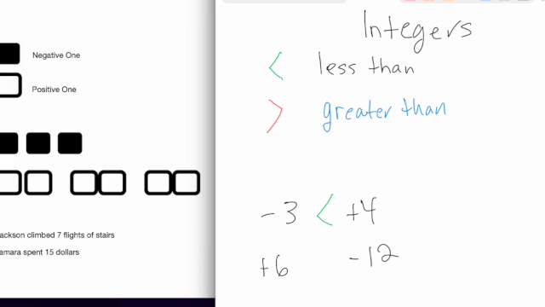And if we have the opposite situation, we have a +6 and a -12. We know that the -12 is less than +6 if we place them on the number line. So in this situation, +6 is greater than -12.